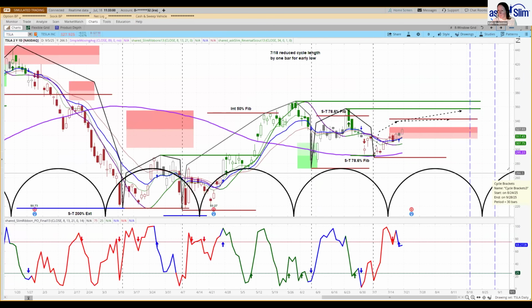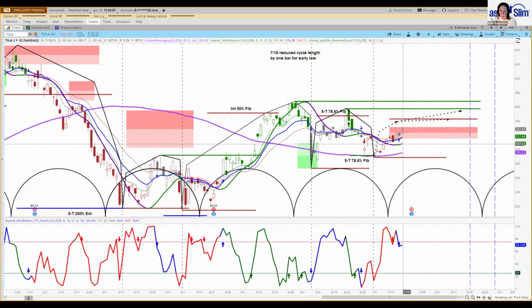So this might be the cycle over here that gives us the intermediate and daily cycle troughs. This one, we've just now gotten the return to positive momentum on the reversal scout. We've had a slight improvement in the slim ribbon, gone from negative to neutral, and we are at an important level. The top of the resistance zone is here. And then we have the 78.6% fib at 342.82 with a possibility of trying to retake that high at 357.54. Again, watch out for earnings.